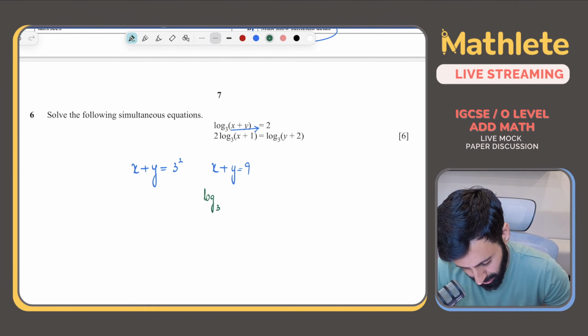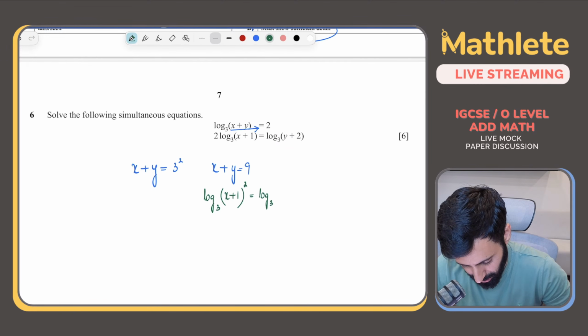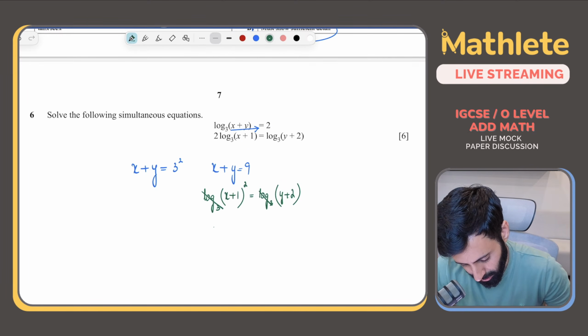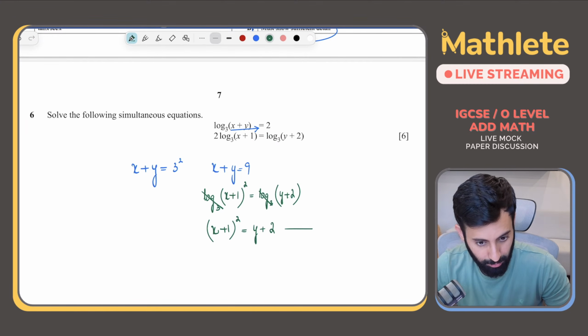Now, as far as the next function is concerned, we will first use the power rule, making the 2 the power of the argument. So we have log (x plus 1) the whole thing squared, base 3, equals log base 3 of (y plus 2). Log base 3 and log base 3 cancel each other, and now we have (x plus 1) the whole thing squared equals y plus 2. This is your second equation.